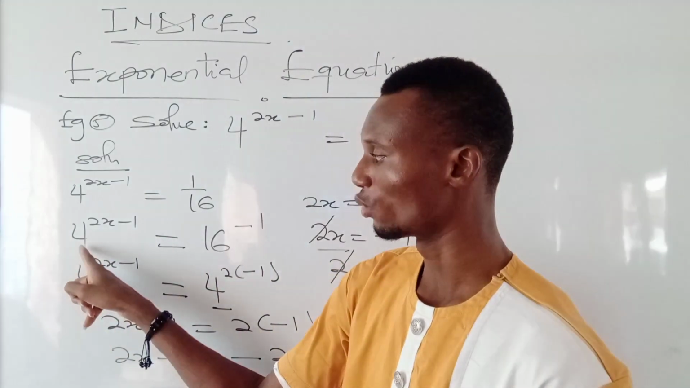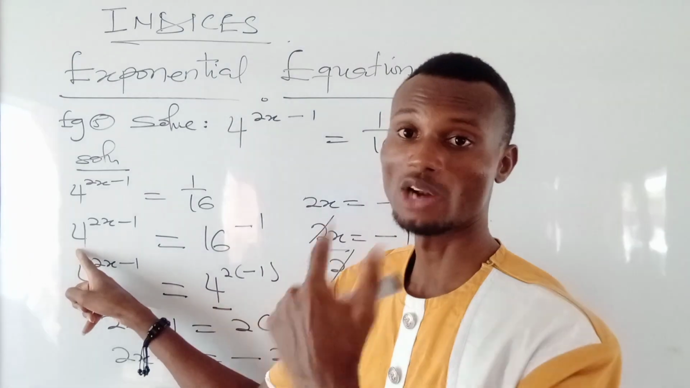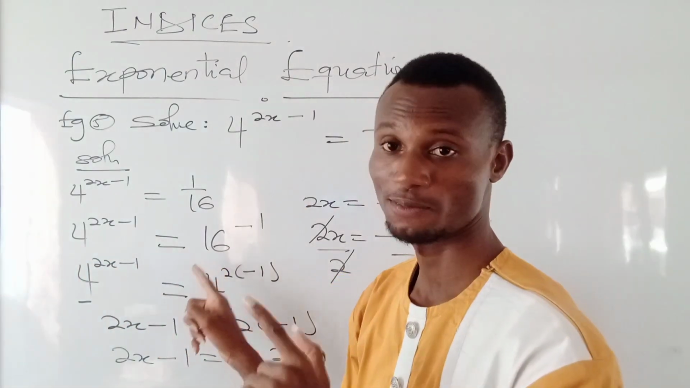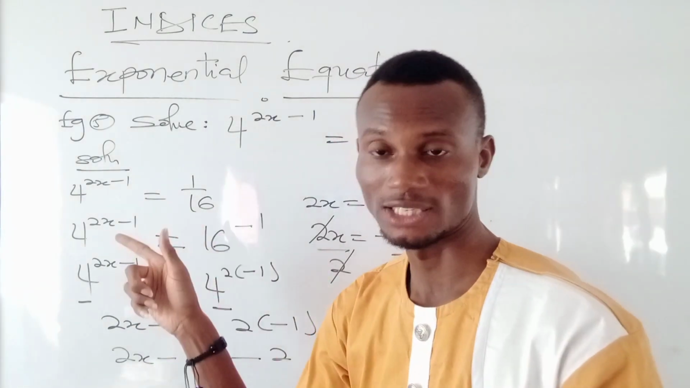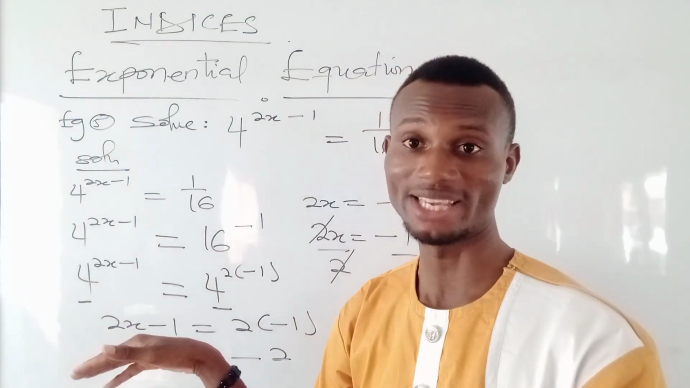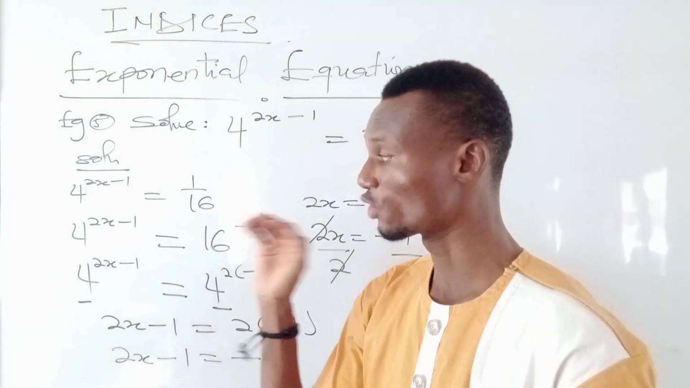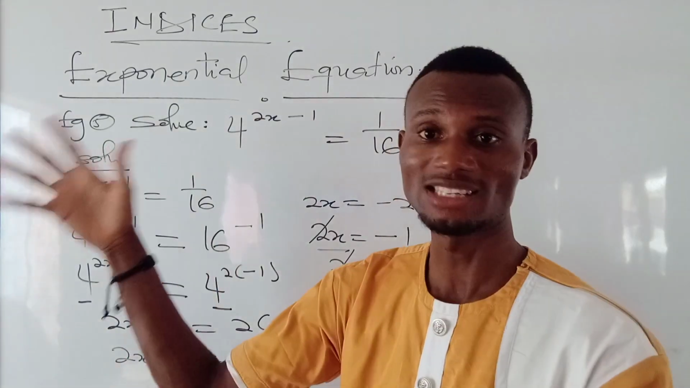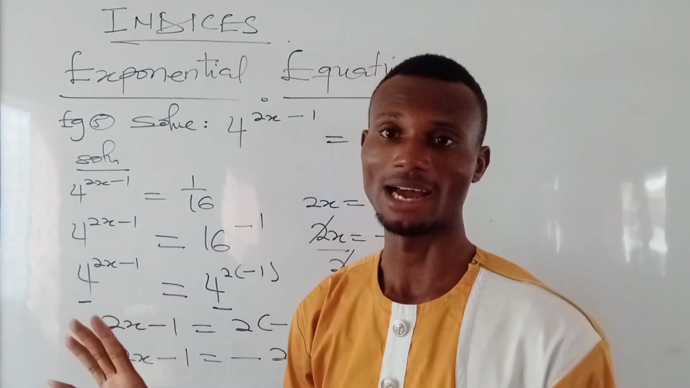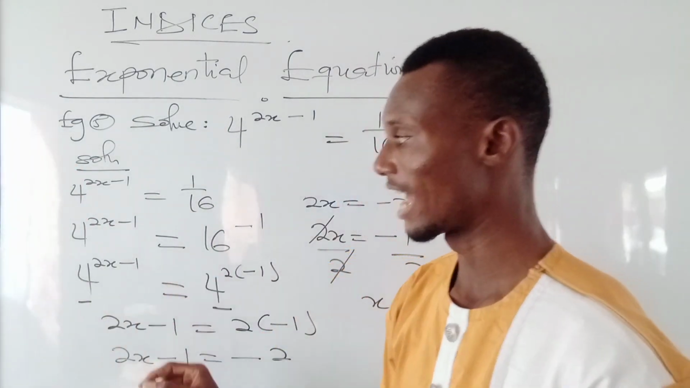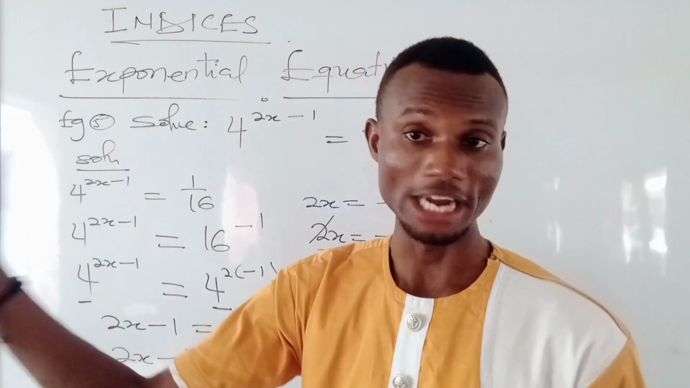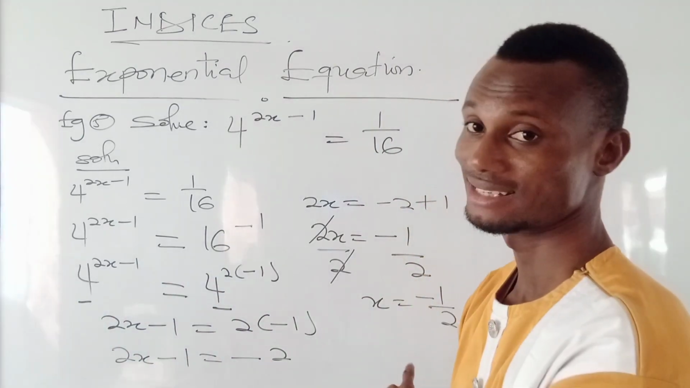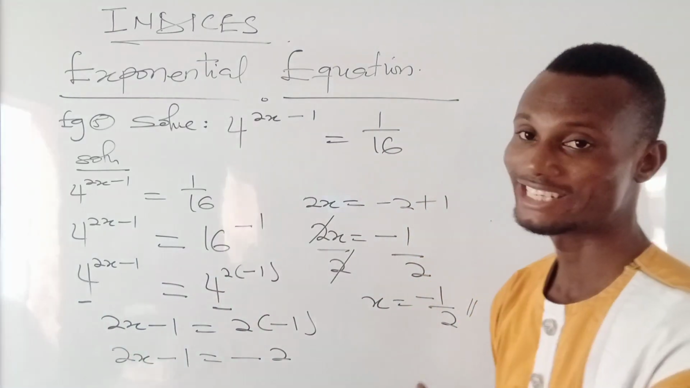So you can choose to express this 4 as 2 to the power something. Then when you do that, it means that this 16 also you need to express it as 2 to the power something, because they need to get the same base before you can equate the power. So if you choose to express them as 2 to the power something, you get the same answer. It's not wrong. I've already done a similar type in the previous videos. So if you do that, you still end up getting the same answer as s equals to negative 1 over 2.